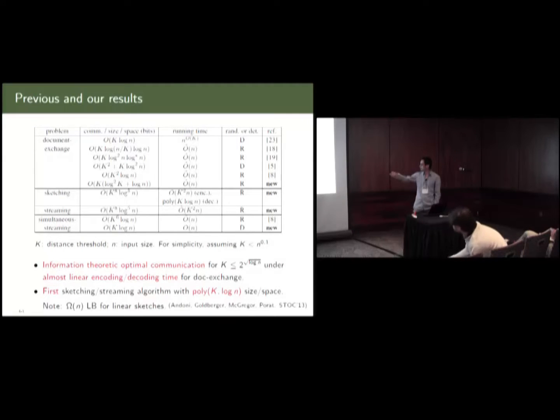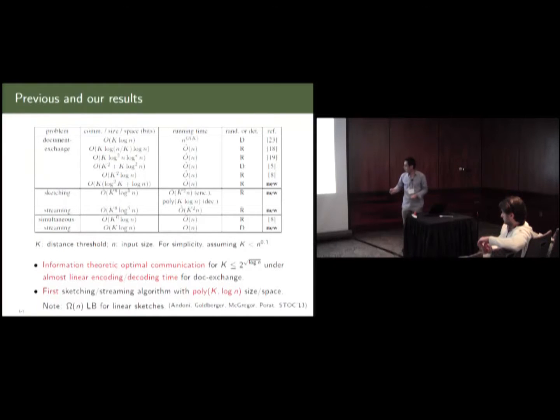So here's the set of results. Document exchange has actually been studied for decades, so there are a lot of previous results. What we get is almost information-theoretically optimal communication when k is small, and the encoding and decoding time we use is linear. Encoding means the time for Alice to compute a sketch of S, and decoding time is for Bob to compute the distance based on his message and his input.